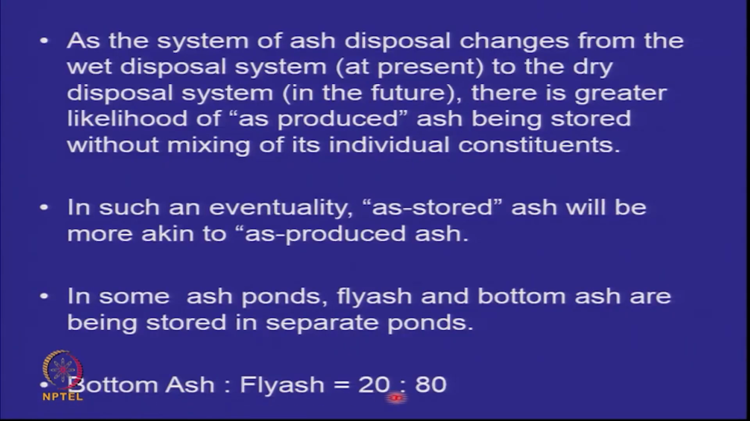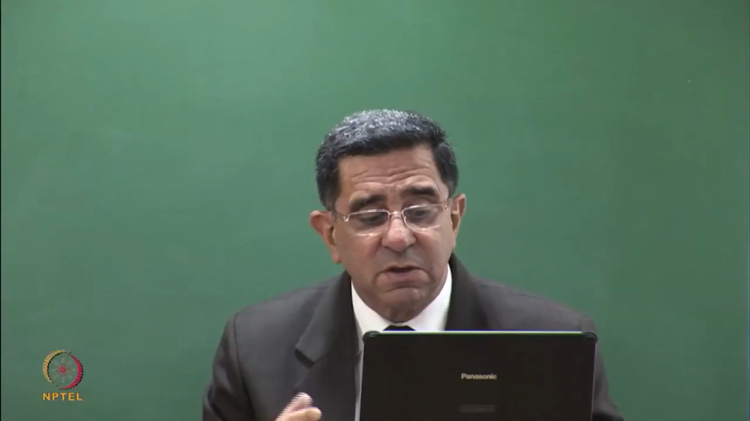And typically, please remember, when coal is burnt, 20% of the material is bottom ash and 80% of the material is fly ash. So the fines portion is 80%, and 20% is the bottom ash.